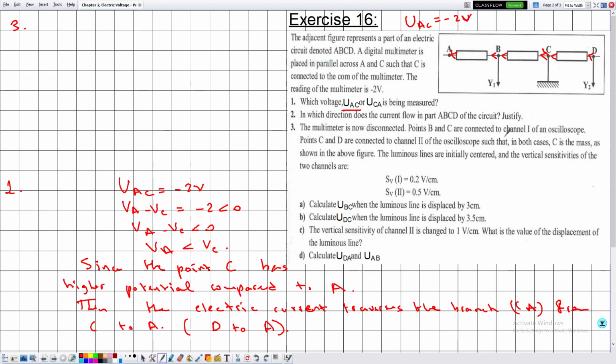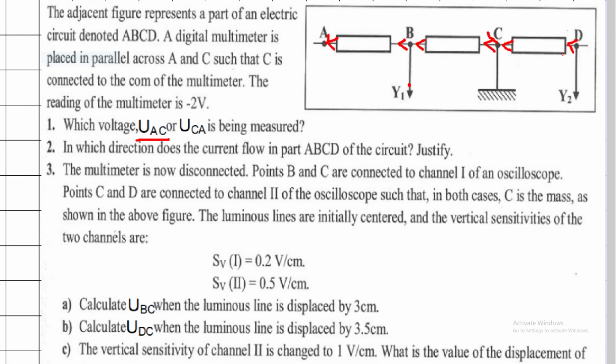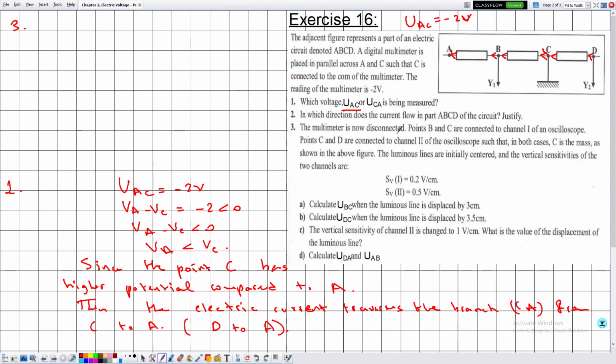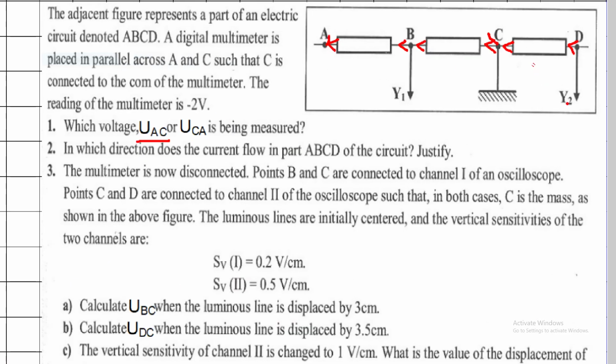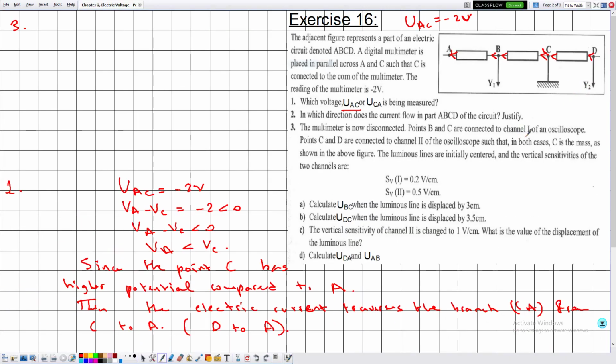Points B and C are connected to channel 1 of an oscilloscope. So this is the channel 1 of the oscilloscope. Points C and D are connected to channel 2 of the oscilloscope. This is the channel 2, such that in both cases C is the mass as shown in the above figure.